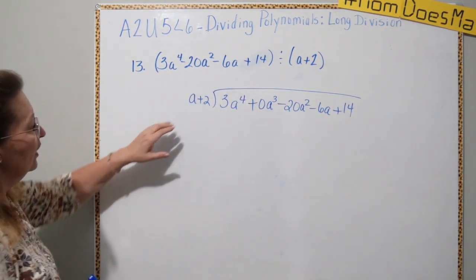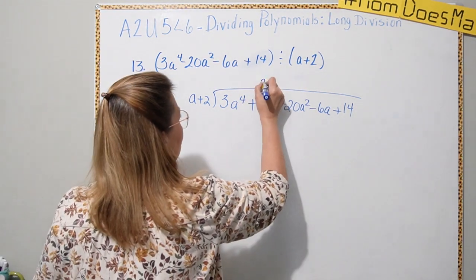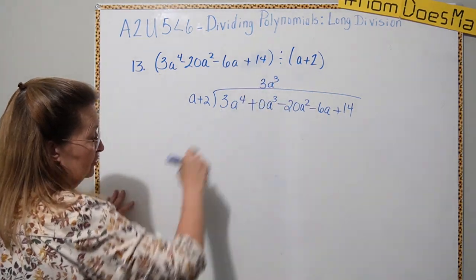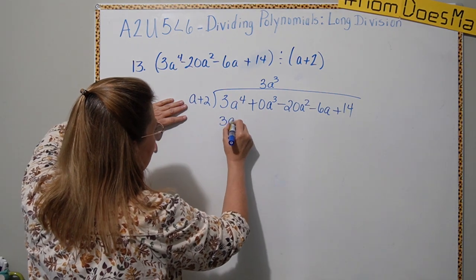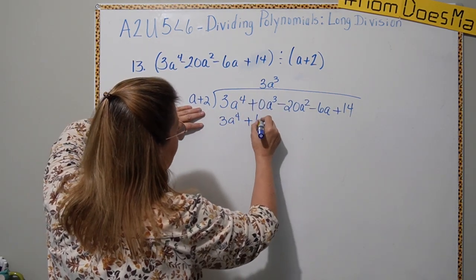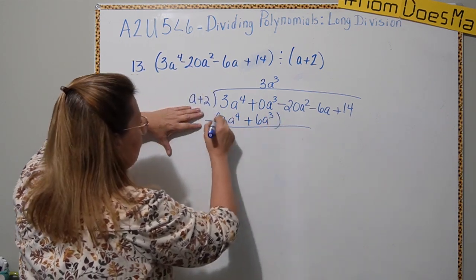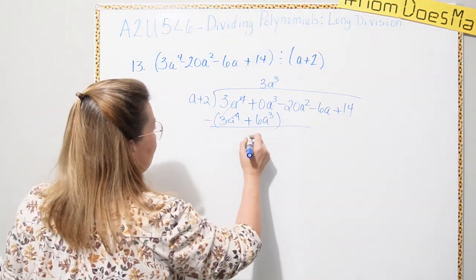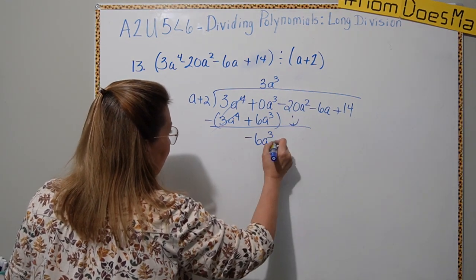Okay, so let's roll. What would I multiply a by to get 3a to the 4th? Well, that would be 3a to the 3rd, and it goes on top of the a to the 3rd term. Now multiply: 3a to the 3rd times a is 3a to the 4th. 3a to the 3rd times 2 is positive 6a to the 3rd. And let's subtract. Those two cancel out. 0 minus 6 is going to be negative 6a to the 3rd. And then you bring this down.